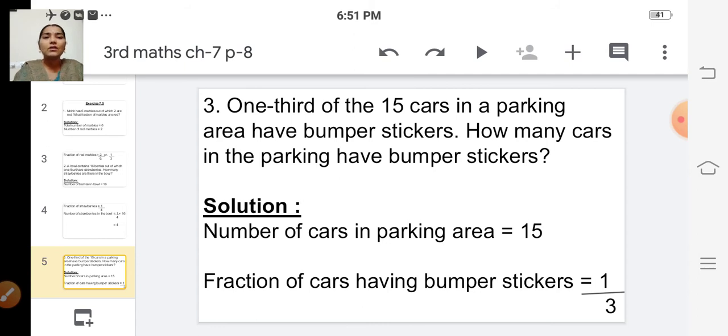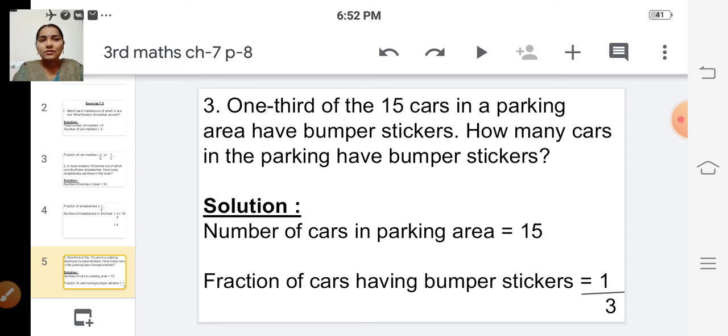Third question. 1/3 of the 15 cars in a parking area have bumper stickers. How many cars in the parking area have bumper stickers? So in this problem also, they have given the fraction of the cars that have bumper stickers, and they have asked the number of cars. Isn't it? Like the previous problem, in this problem also they have given the fraction and they have asked the number.